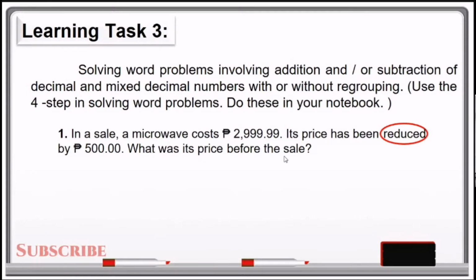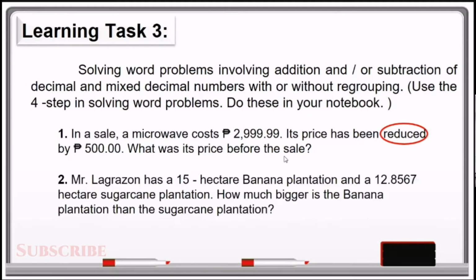Okay? So, in problem number 1, in a sale, a microwave cost 2,999.99 pesos. Its price has been reduced by 500 pesos. Now, the question is, what was its price before the sale? So, number 2 problem. Mr. Lagrazon has a 15-hectare banana plantation and a 12.8567-hectare sugarcane plantation. Now, how much bigger is the banana plantation than the sugarcane plantation?